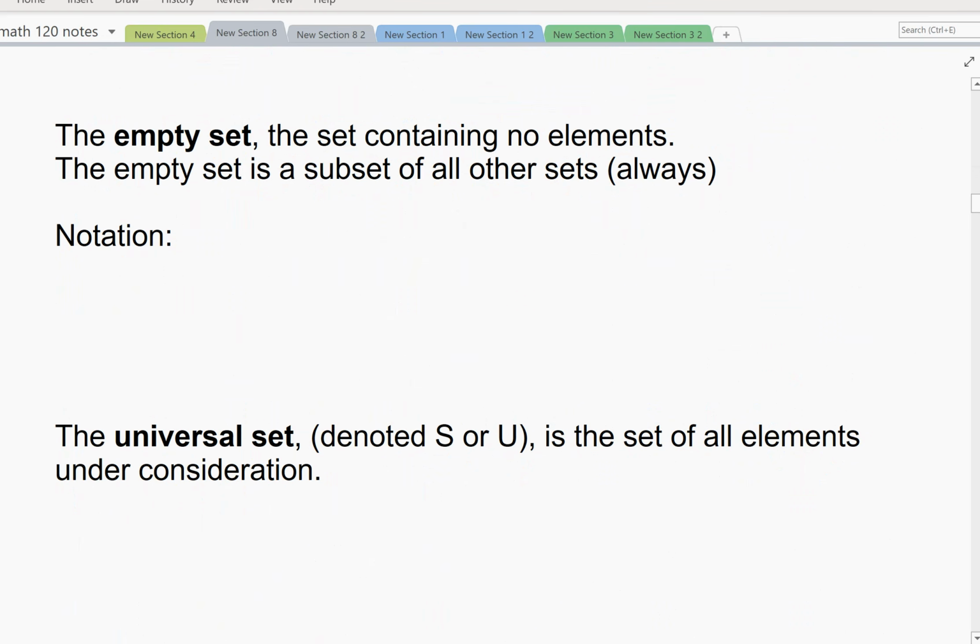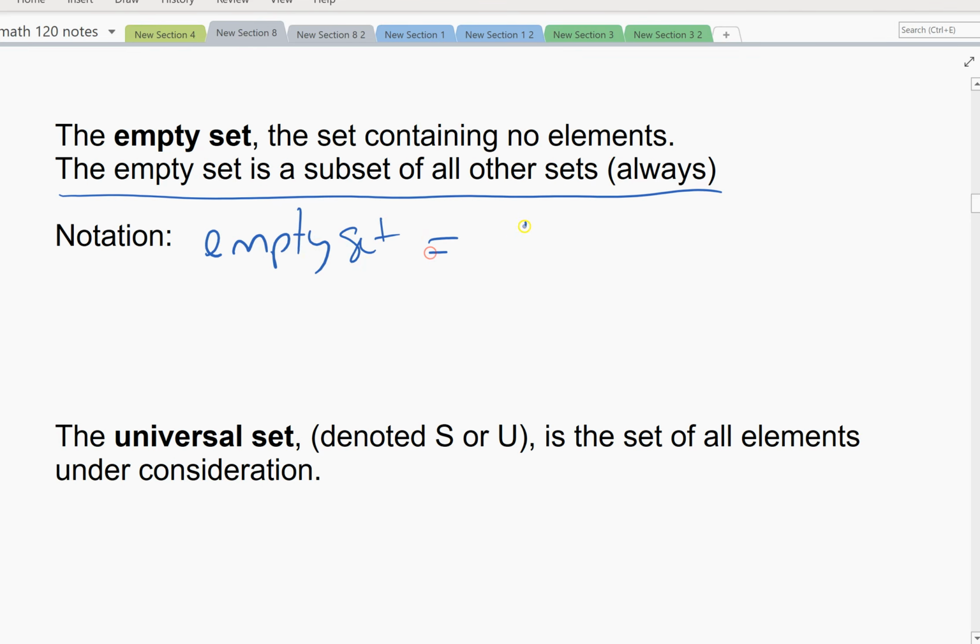Next rule or definition: the empty set. Empty set basically is a set containing no elements. In mathematics we have the empty set. The empty set contains no elements, and the empty set is always a subset of the other sets. So the notation for the empty set is a circle with a line through it. Remember, that's the same as saying no solution.